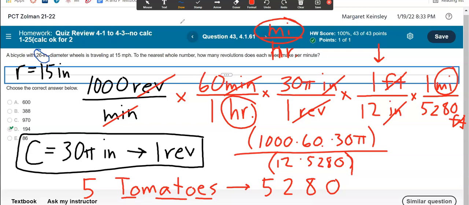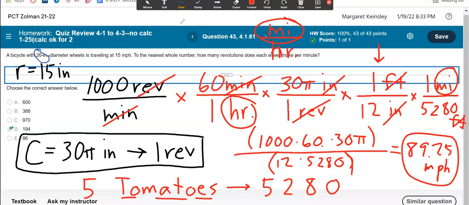Do you see where I put the parentheses? One for the numerator, one for the denominator. 1,000 times 60 times 30 pi, divided by 12 times 5,280. Let's round to the nearest hundredth. So that's 89.25 miles per hour. That bicycle's moving. I just randomly chose 1,000 just to see what it would be like.